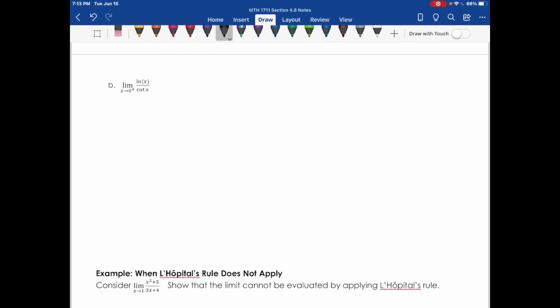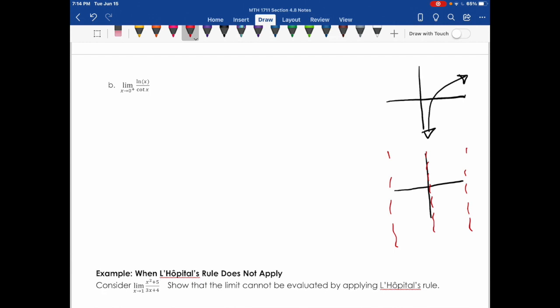Okay, the next example in part B, we have the limit as x approaches 0 from the right of the natural log of x over cotangent of x. Now, if you think back to the graphs of the natural log of x, it looks something like this. And when you think back to cotangent graphs, you have asymptotes that look like this. And the graph of cotangent looks like this, and it repeats. So we are going to get that indeterminate form.